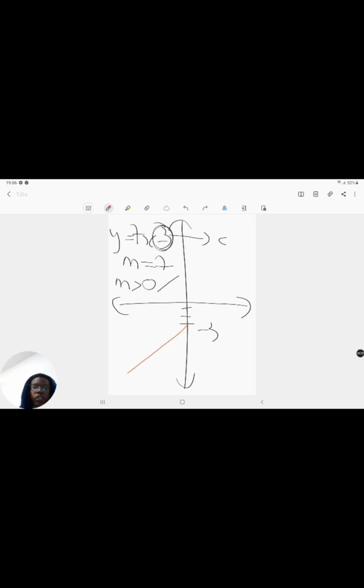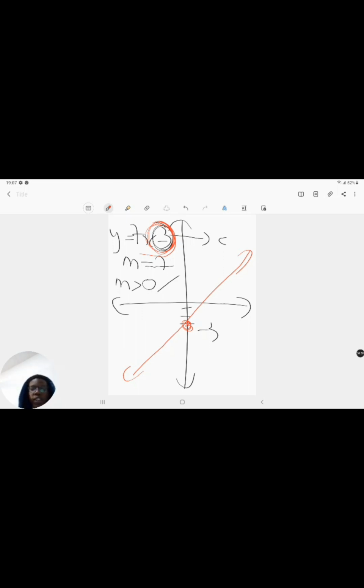Okay, so let me just try to draw it nicely. It cuts through there, at that point there. That's your minus 3 there. It cuts through that point, right? This is what your graph looks like. But to calculate this value, you can obviously see by inspection that it's minus 3 there. But for you to get to that value, you would have had to calculate it. You can also calculate it.